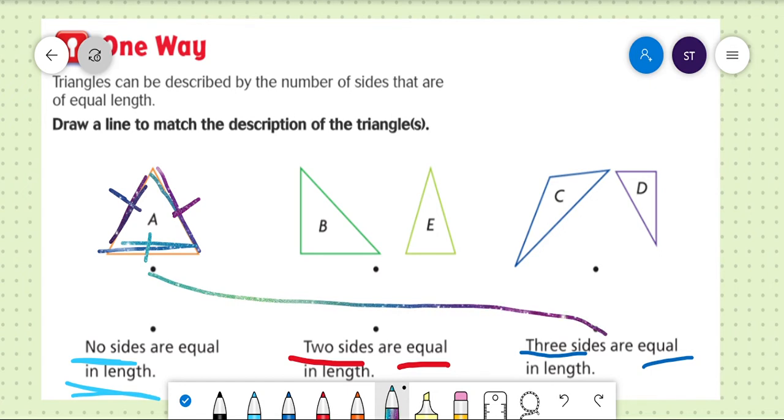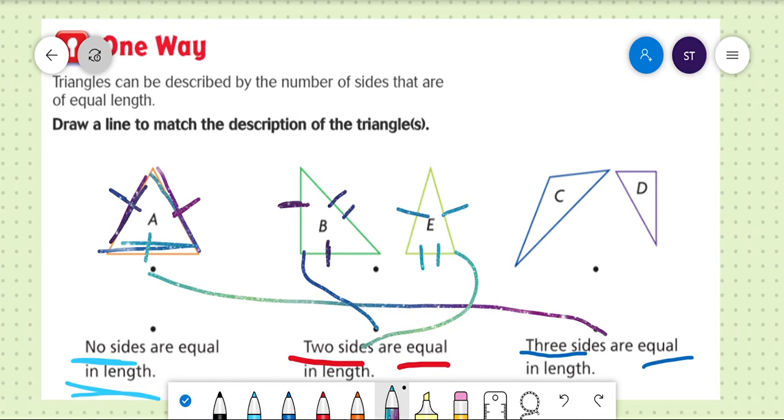Now let's look at this one. In triangle B, it has this side and this side that are the same, but this side is longer. So it has how many sides that are equal? You're right, two sides that are equal. Triangle E has this side and this side that are the same, but this side is smaller. So triangle E has, correct, two sides that are equal.